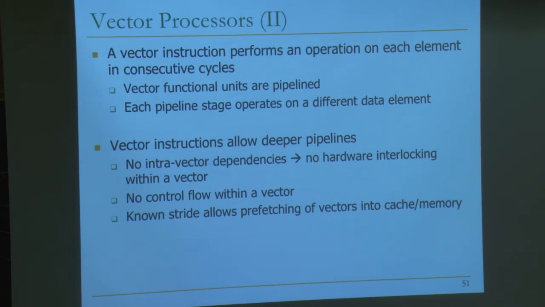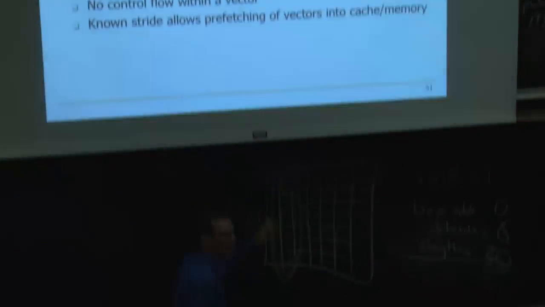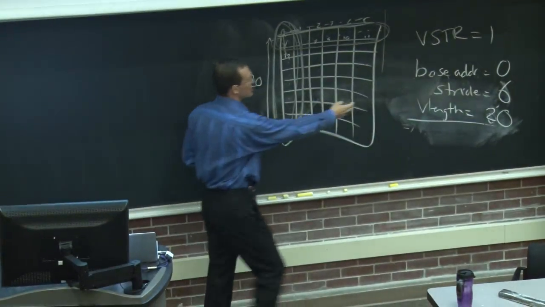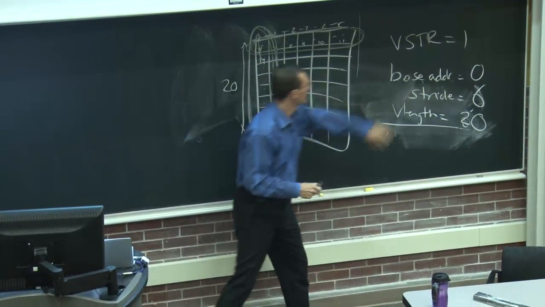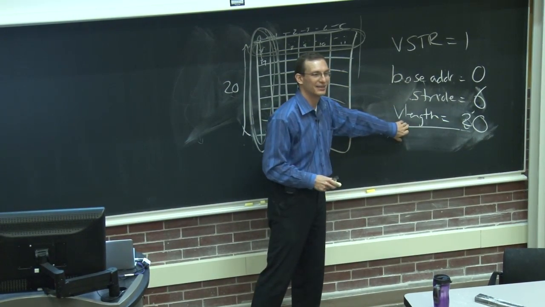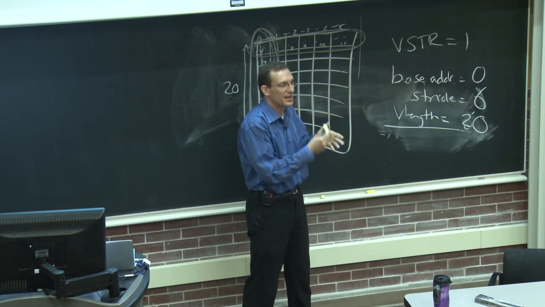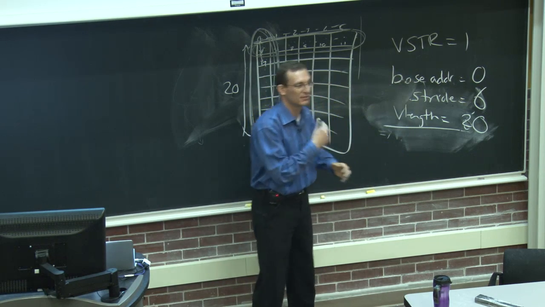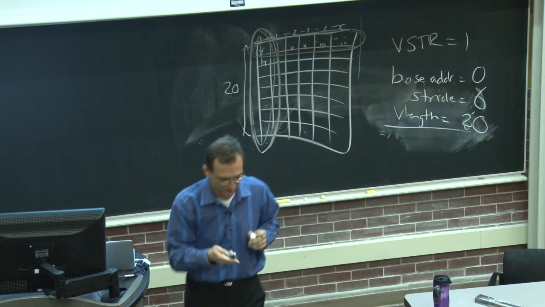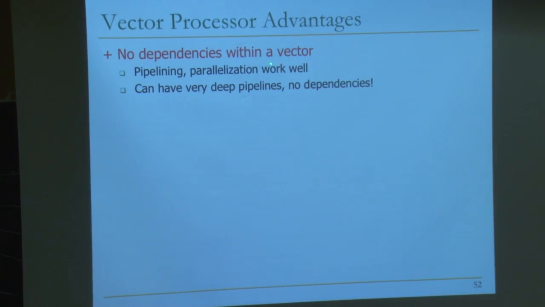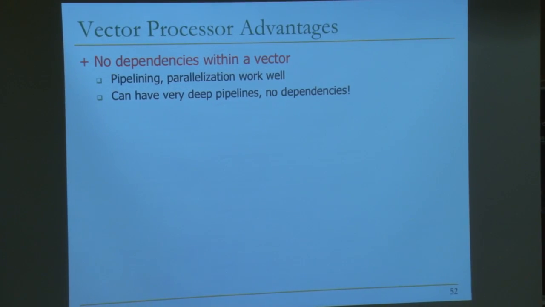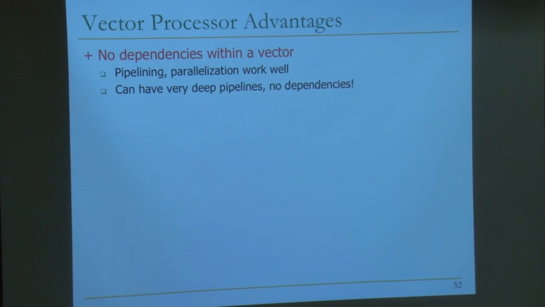You can prefetch vectors into the cache or memory. You can figure out what locations you're going to access much before you're going to access them because you know the base address, you know the stride, you know the vector length. There could be a hardware engine that goes through this and tries to get the data earlier. Okay, so what are the advantages? No dependencies, enables pipelining and parallelization of these vector operations. You can have very deep pipelines.